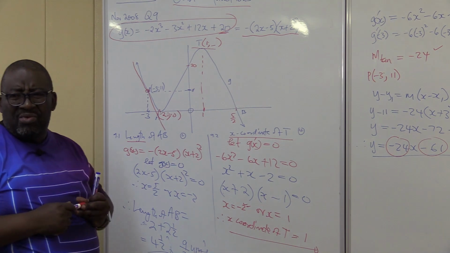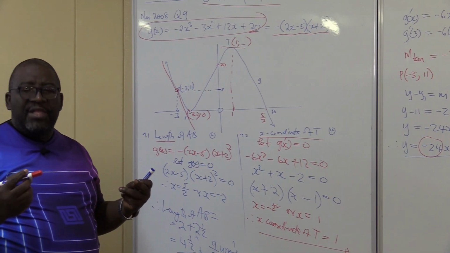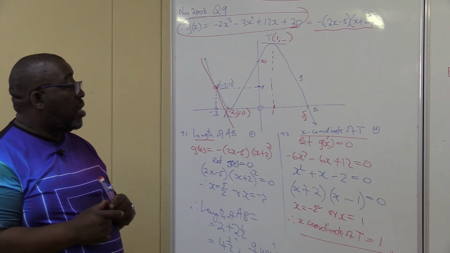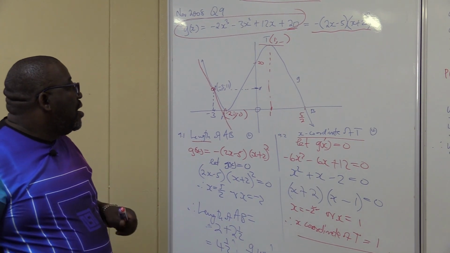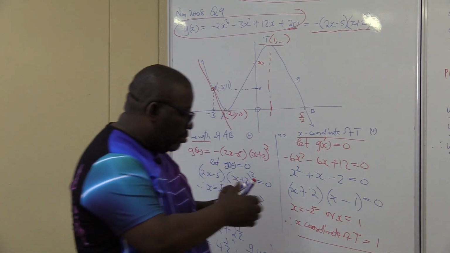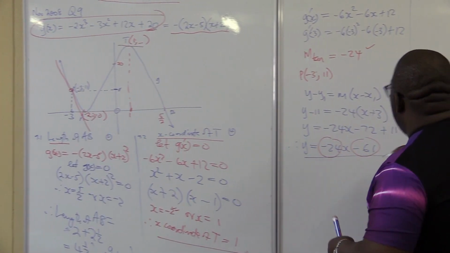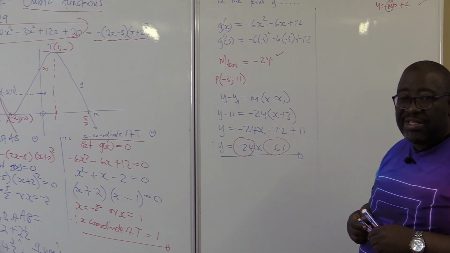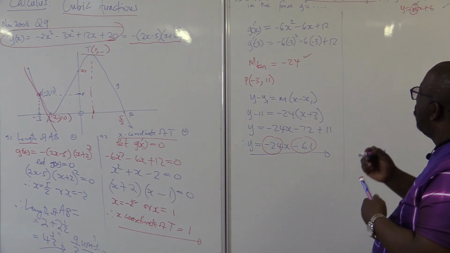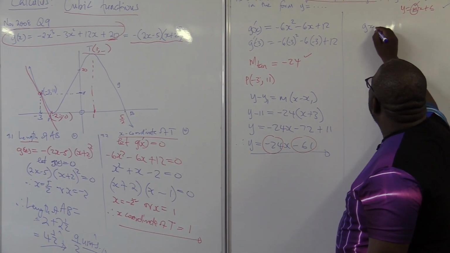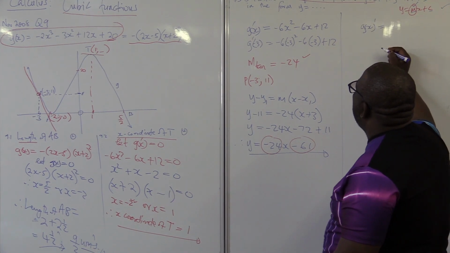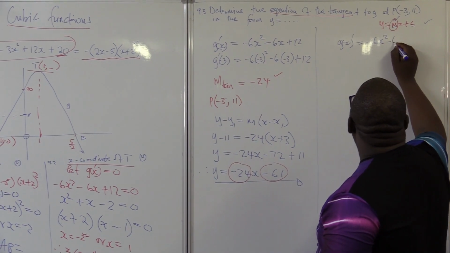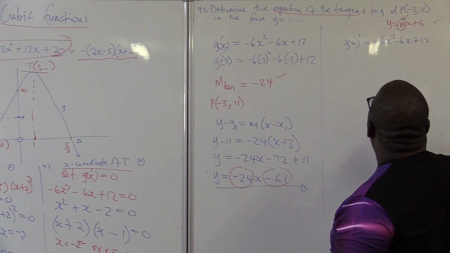The next question that I want us to look at is the point of inflection. Remember, the point of inflection is about the concavity of the graph. It's where we look for the second derivative. I want us to calculate the point of inflection in this particular one. Do we know the first derivative? Yes, we do know g prime of x. We've been calculating it all along. It is minus 6x squared minus 6x plus 12.